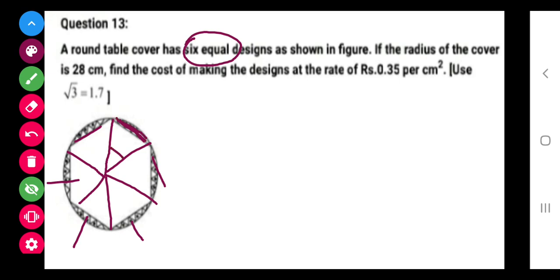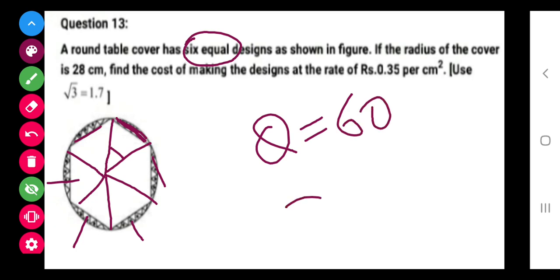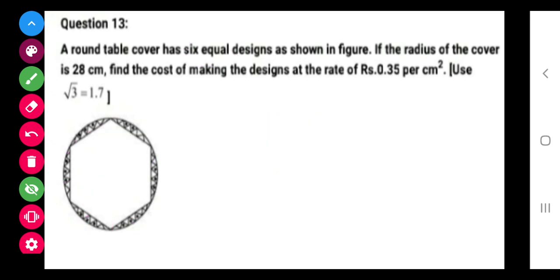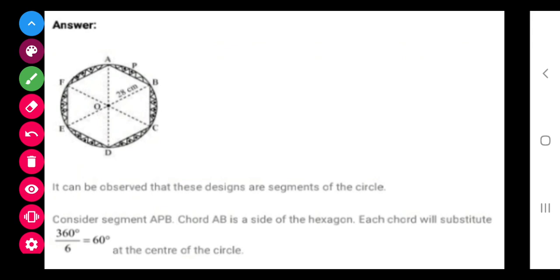So 6 equal sectors, so angle is 60 degree, radius is 28. So we will get the area of this sector, then area of the triangle. Area of triangle, this is 60 degrees, so it is an equilateral triangle as we have done in one of the previous questions. In this way we have to go with. So the same they have written here.